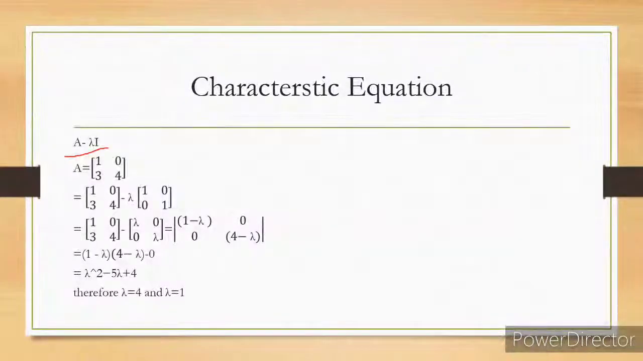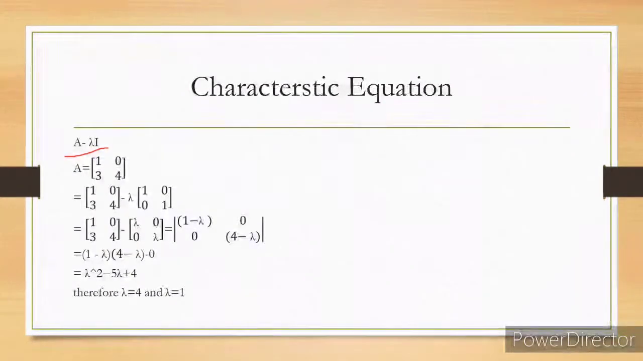So now, in this first slide itself, I have told you how to multiply the determinants, that is cross multiplication. So it will become 1 minus lambda into 4 minus lambda minus 0. Then by multiplying each term you'll arrive at the final equation, lambda square minus 5 lambda plus 4.